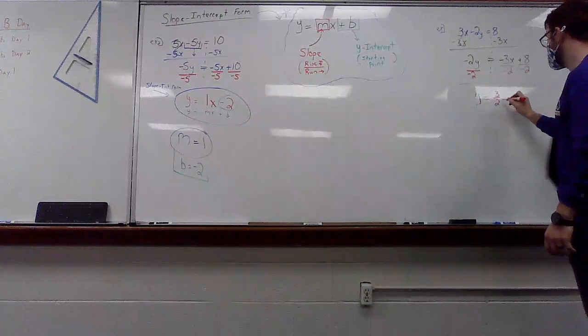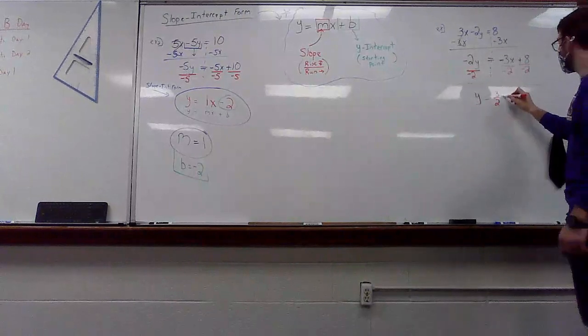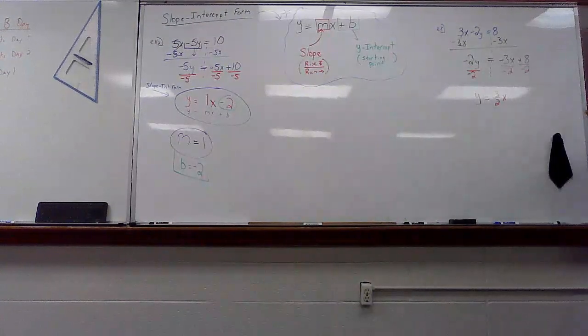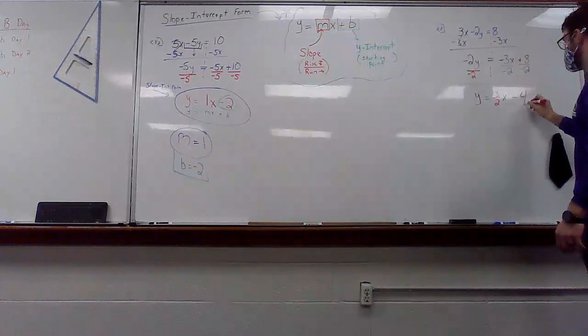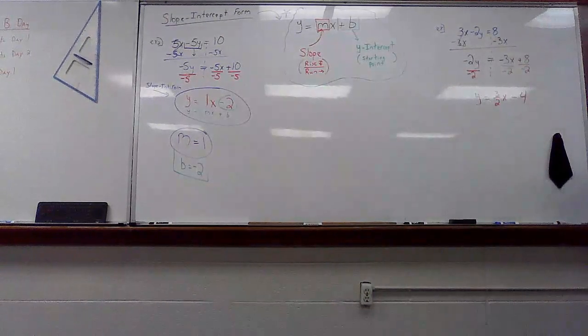3 over 2 what? X. X. Good. What's left over? We still have to do one more. Go ahead, Montana. 8 divided by negative 2 is negative 4. Beautiful. Guys, you're doing wonderful.